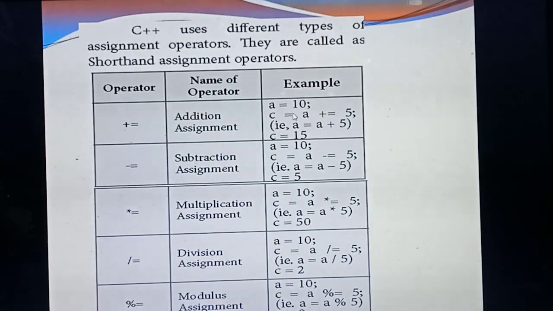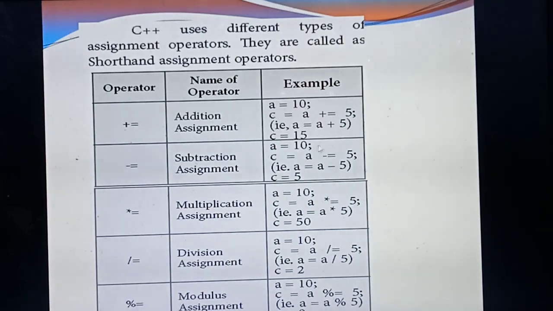See this example. They have given a equal to 10. Listen carefully. The value of a is 10. But c equal to a plus equal to 5. What's the value of c? A plus equal to 5 means a equal to a plus 5. What's the value of a? 10. 10 plus 5, the answer is 15. So the value of c is 15. Plus equal to means it will add the value to the variable.